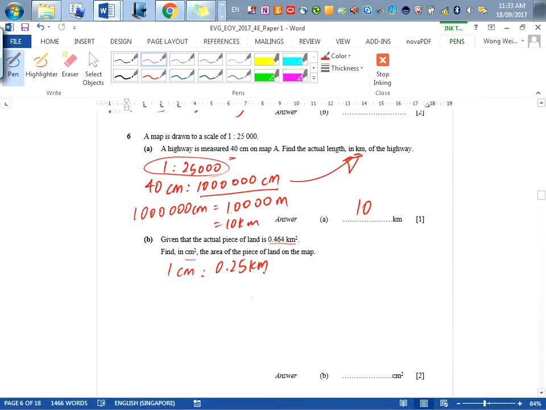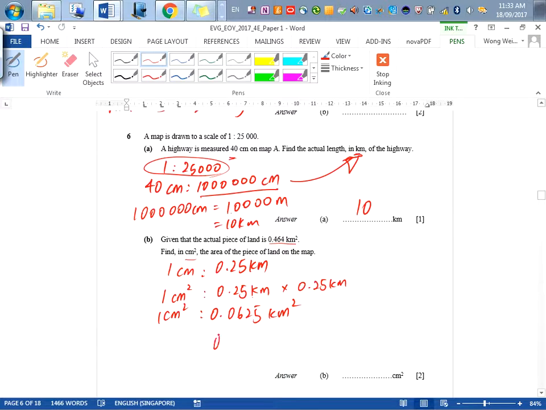Simple division only. Now is the step that we want to test you. How do you convert from a ratio of length to a ratio of area? We square it. We square the left hand side, we square the right hand side. So 1 square centimeter will be 0.25 kilometers multiplied by 0.25 kilometers, and this will be 0.0625 square kilometers. Once you have this relationship, you will get 1 mark, or any other equivalent.